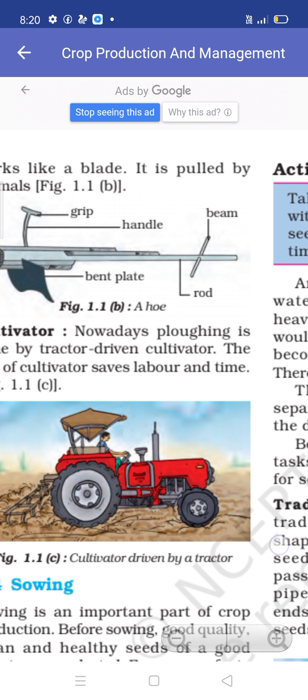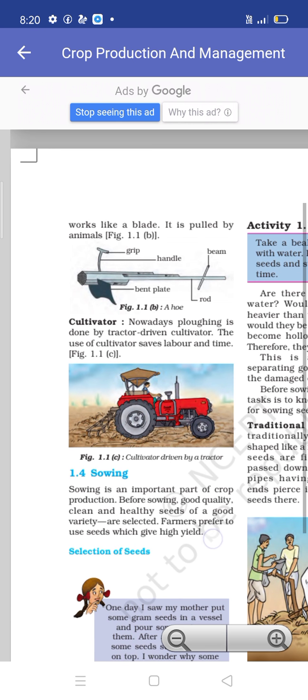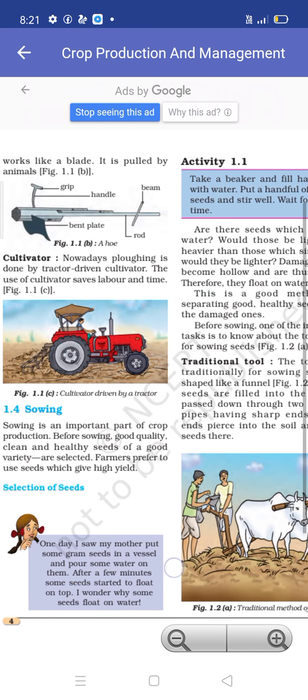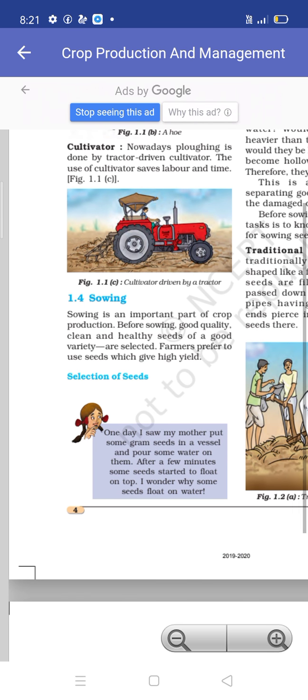And then sowing, which means buai. Sowing is a very important part of crop production. Before sowing, good quality, clean and healthy seeds of a good variety are selected. Farmers prefer to use seeds which give a high yield. That is why the crops also grow well. Here you can see the selection of seeds.